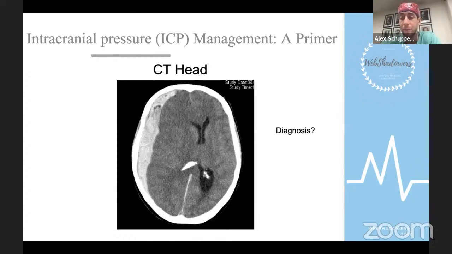Okay, some people are saying epidural. Any other guesses? Herniation. Awesome. Love where your head's at. So I'll just tell you guys, this is a subdural hematoma.